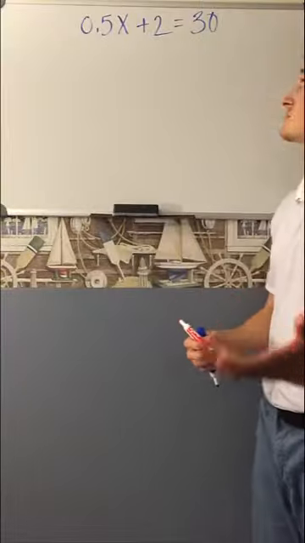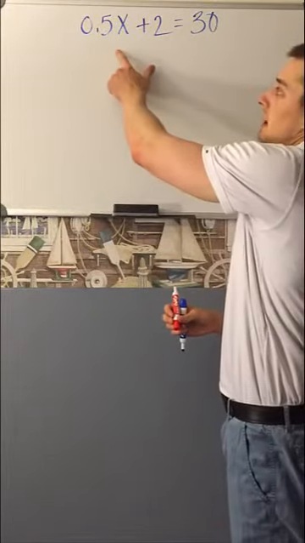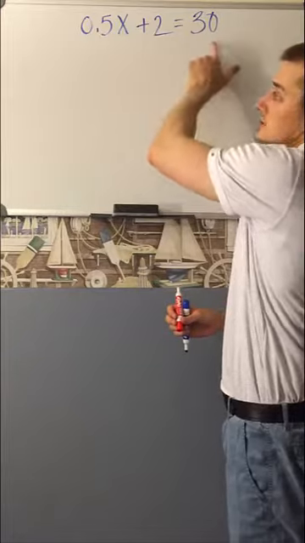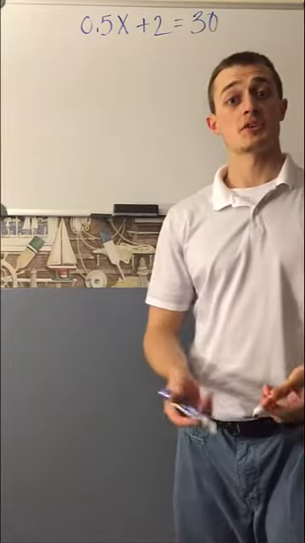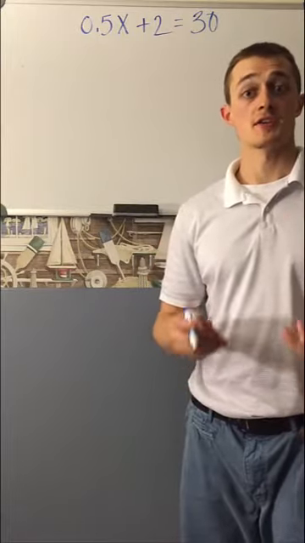Okay, now try this new problem on your own again. 0.5x plus 2 equals 30. Write it down on a sheet of paper and try and solve it on your own. Pause right now, give it a try, and then unpause it and we'll go over it when you're done.